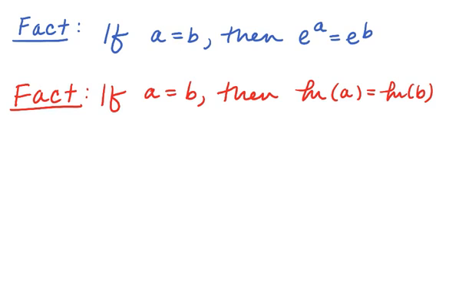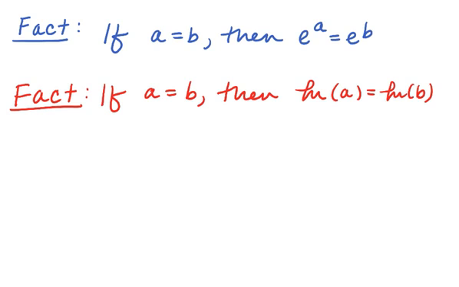The first thing I want to point out is that if two things are equal, then we can take e to both of their powers, and that will still be equal. And if two things are equal, then we can take the natural log of both of them, and it will still be equal. This is true for bases other than e. I just wanted to point it out. It's probably easiest to think of in terms of e.